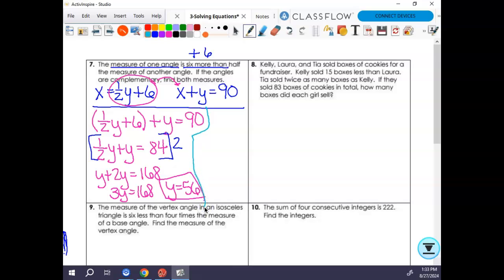And then you could substitute it back into either one you want. Which one do we want to substitute it into? The second one? Okay, so x plus 56 equals 90. So 90 minus 50 is 40. Subtract another 6, you get 34. There you go.